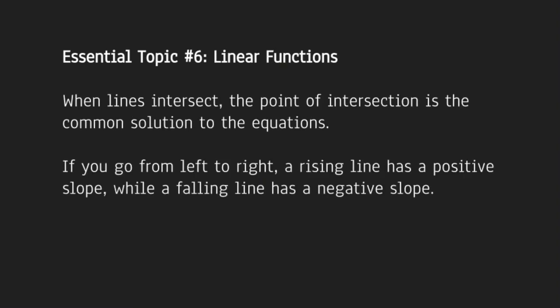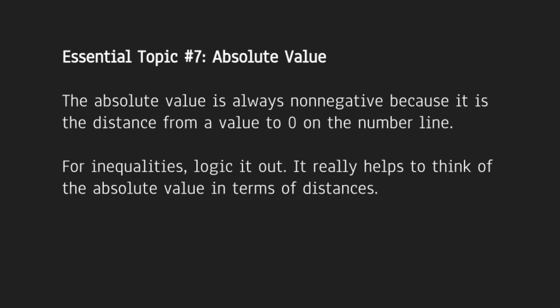Next topic is linear functions. When two lines intersect, the point of intersection is the common solution to the equations. Actually, there can be more than 2 lines, or even 3, 4, or 5 lines. But the point of intersection needs all the lines to cross that point. If you go from left to right, a rising line has a positive slope, while a falling line has a negative slope.